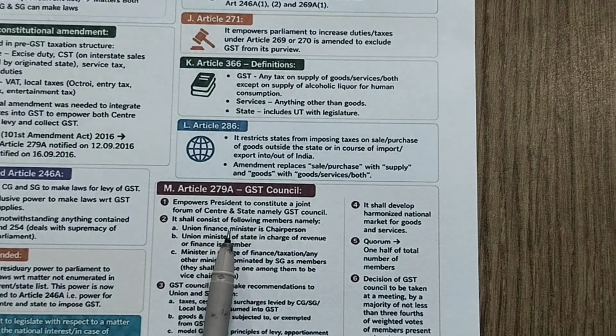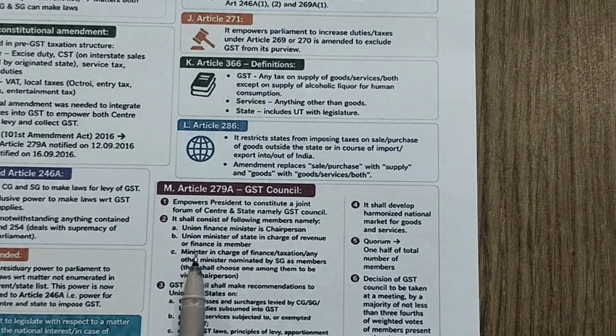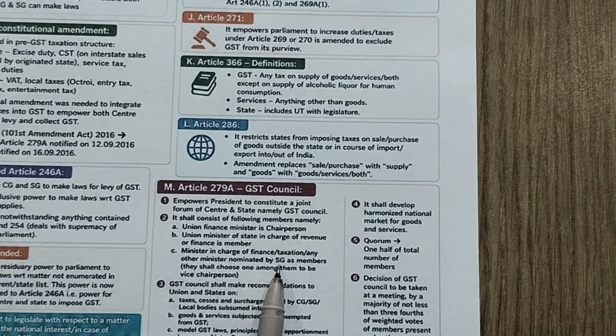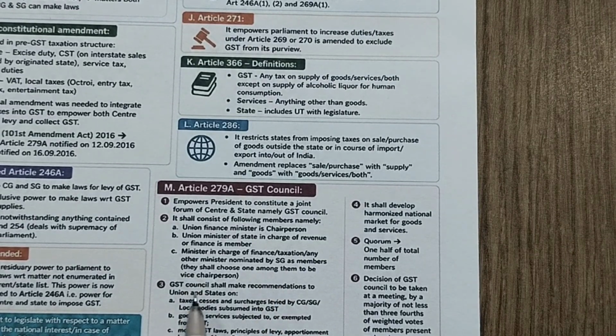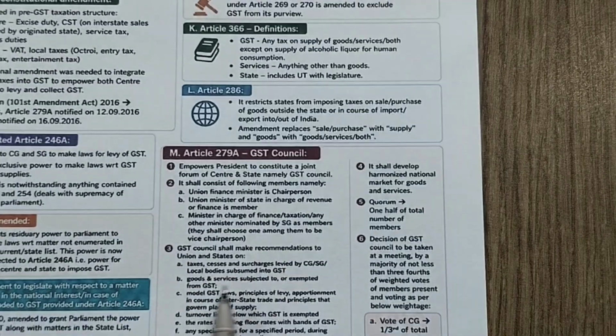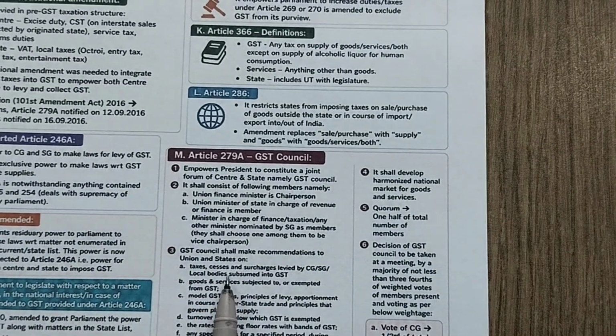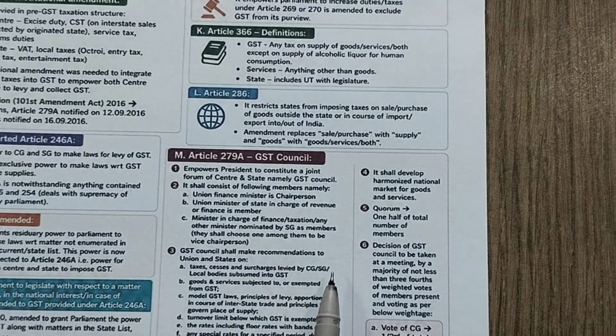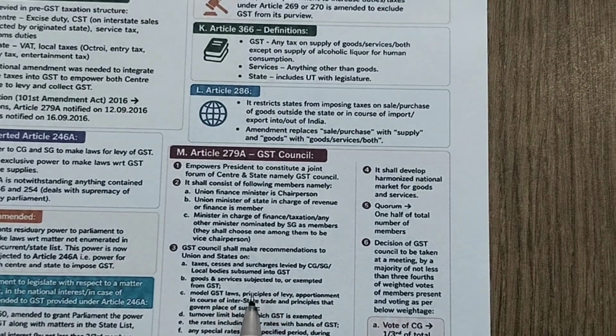What does this GST Council consist of? Union Finance Minister as chairperson, Union Minister of State in charge of revenue or finance as member, ministers in charge of finance or taxation, and any other minister nominated by the central government. Each state government nominates one member. The GST Council makes recommendations related to tax, cess, and surcharge levied by the CG and SG, local bodies subsumed into GST, and goods and services subjected to or exempted from the GST.